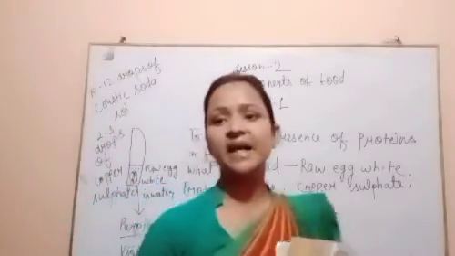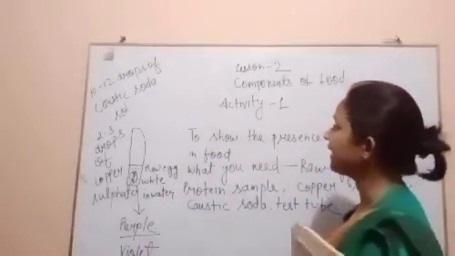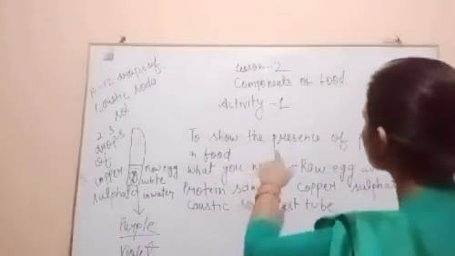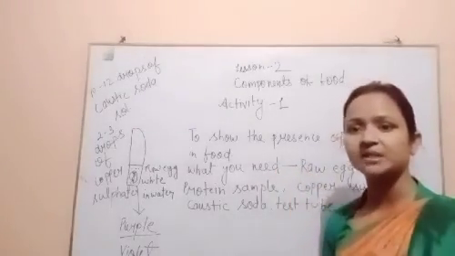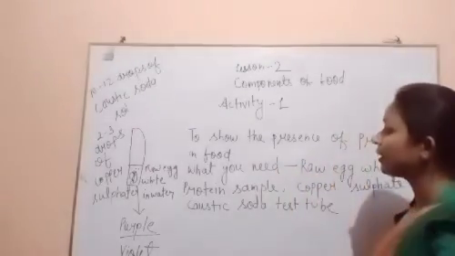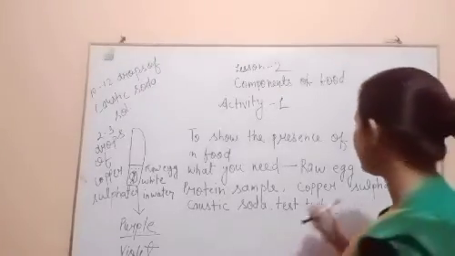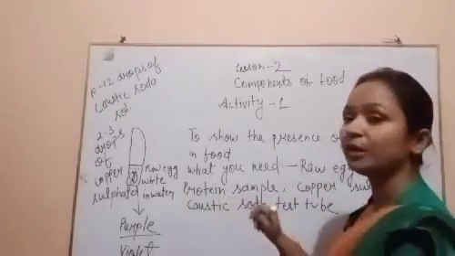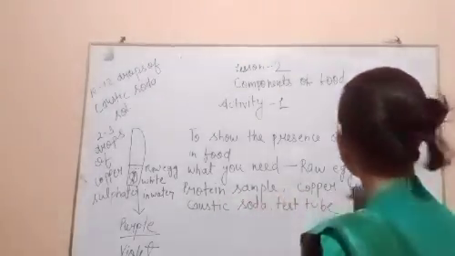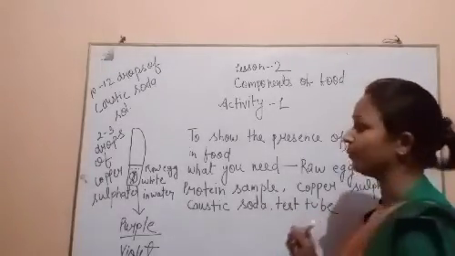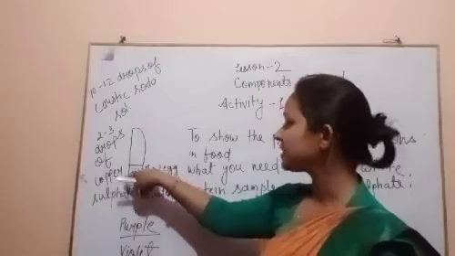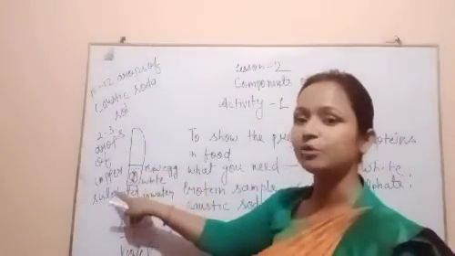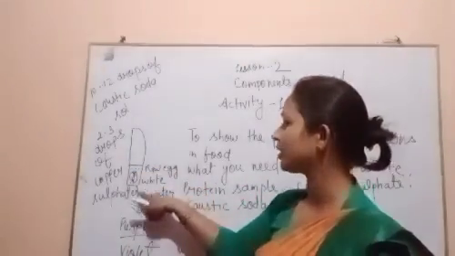So I will repeat the activity to show the presence of proteins in food. What do you need? Raw egg white or a protein sample, copper sulfate, caustic soda and a test tube. First you take the test tube, and in it you take raw egg white in water.